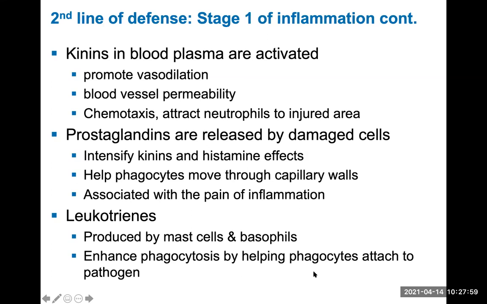Prostaglandins tend to get a bad rep for causing pain, but they're actually super important for this protective response of inflammation. Leukotrienes are going to be a special cytokine released by mast cells and basophils that help phagocytes to do their job. So they enhance phagocytosis by helping phagocytes attach to the pathogen.